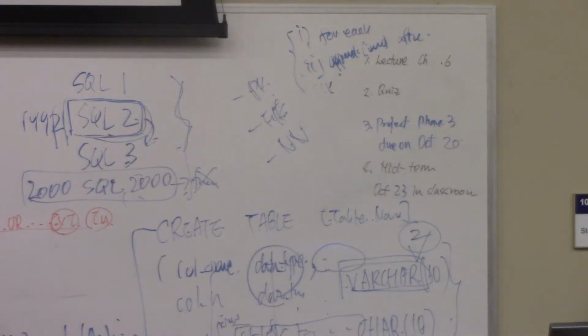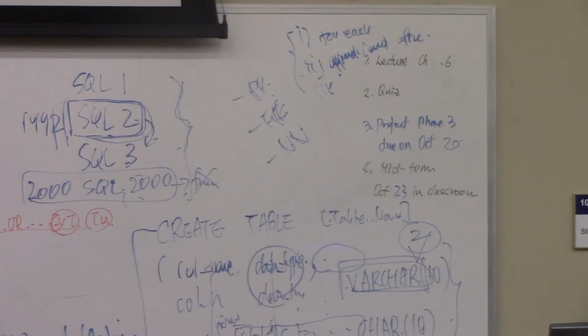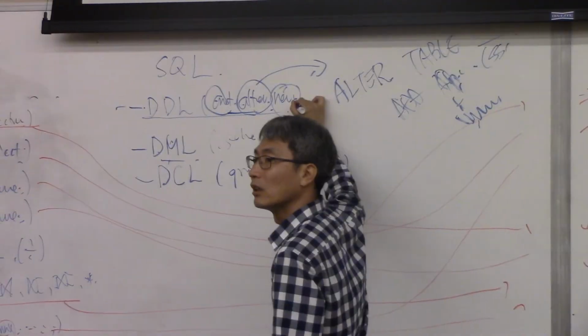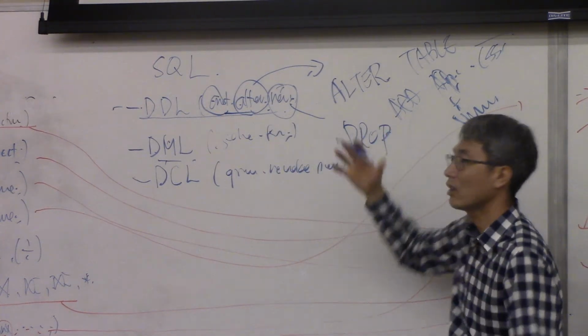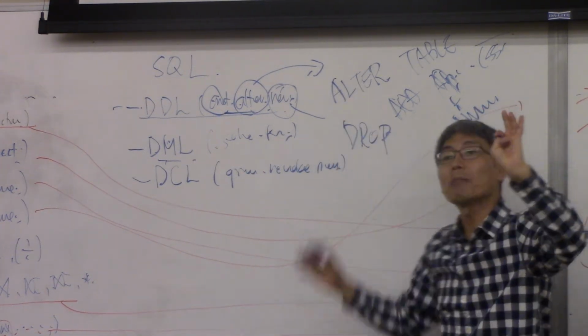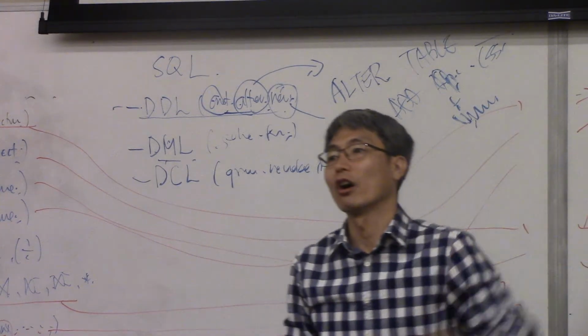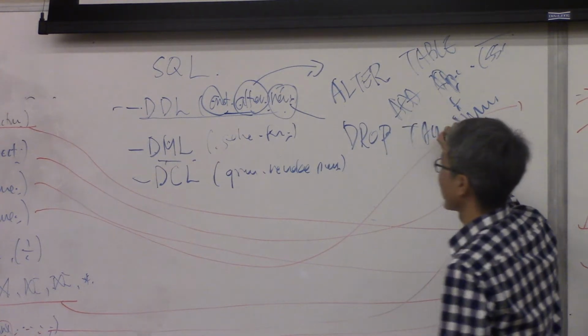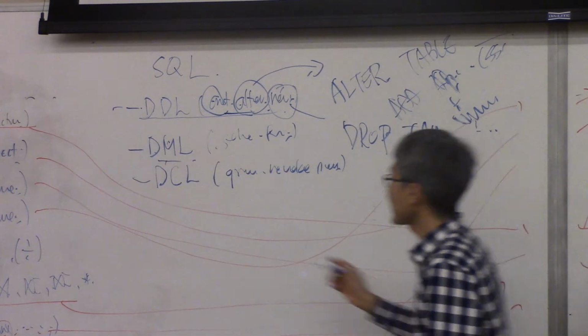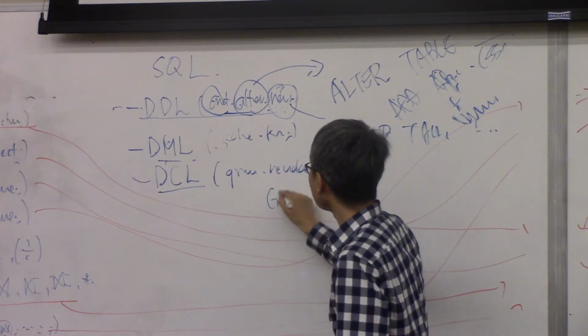Also, how can you remove a database object, a table? We are going to drop. So create, alter, drop are the major DDL commands. So you can use drop table and the table name. And so on.